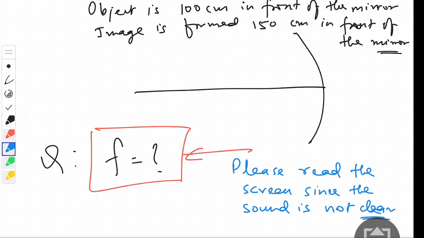Yeah. Okay. So now let's solve the problem. So we have here, this is simple. 1 upon V plus 1 upon U equals 1 upon F. So here U is equal to minus 100. V is equal to minus 150.